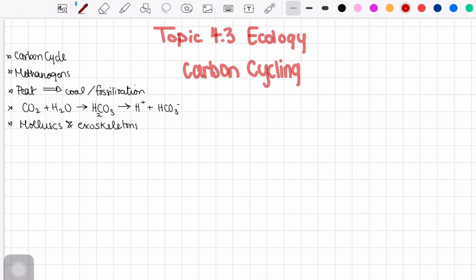Okay, so today we're going to talk about carbon cycling and about topic 4.3 in the ecology unit. So first off, let's start with talking about the carbon cycle. What is the carbon cycle?